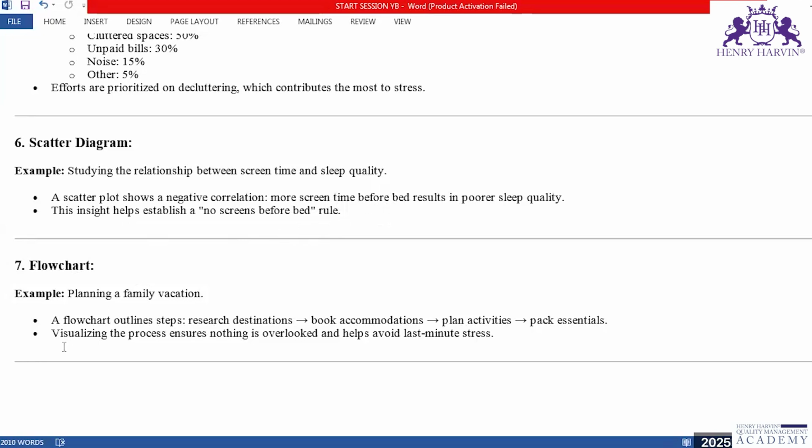Now, flowchart. Finally, planning. You need a plan. You need to write all the steps that you need to have. So when you plan for a vacation, how does it go? A flowchart outlines steps. First, you research where you want to go, then book your accommodations, then plan your activities, and then pack your essentials. So these are the four major steps that you need to plan for a vacation.